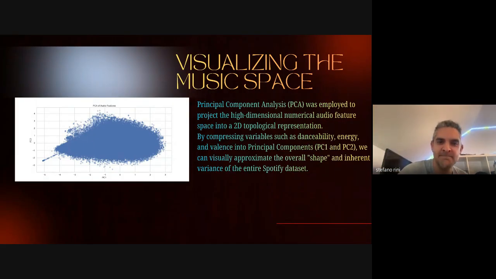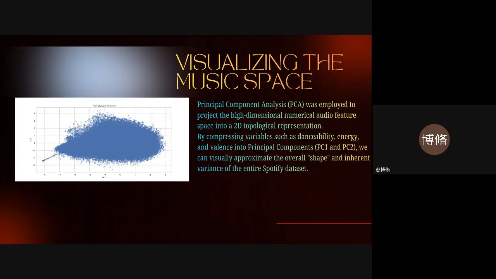Go ahead. Okay. We apply a PCA. PCA can help us reduce this dimensionality down to just two principal components, PC1 and PC2, so we can actually visualize the feature space on a 2D graph.